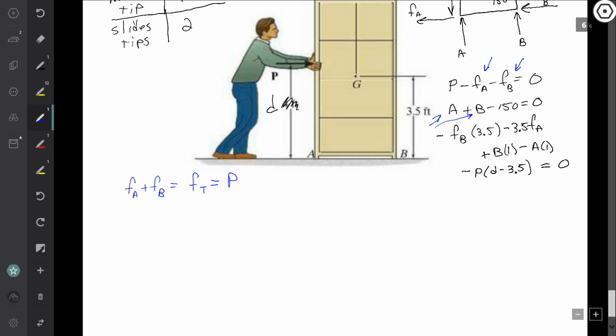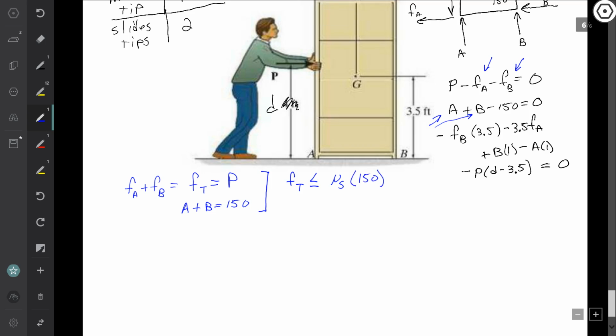Right? From the second equation, I have A plus B, the total pressures, equal to 150. And then if I wanted to, I could solve for that last equation. I don't really want to at this point. But what I'm going to do is say, okay, what else do I know? Well, I know that the total friction had better be less than or equal to mu s times the total normal force.